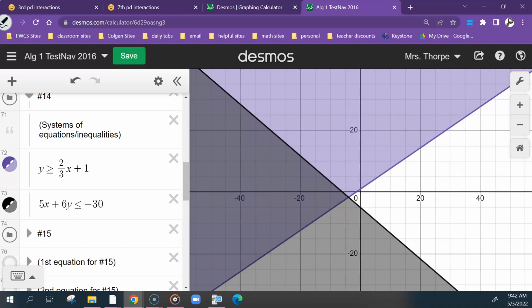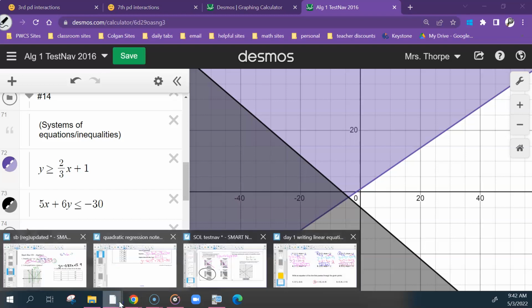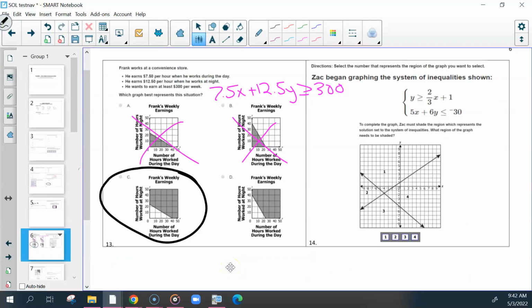This would be just a select which number. If you look on the graph, there are numbers that go with these regions: 1, 2, 3, 4. Of the regions, which one would be the shaded area? Does it overlap? I'm sorry, 2. 2 would be correct. I said the wrong thing. Do we have questions on that?